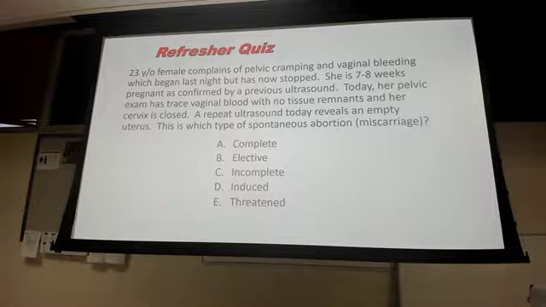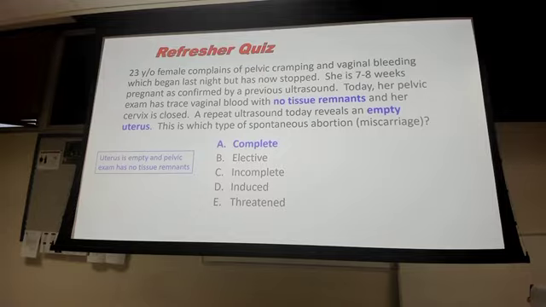She has a little bit of vaginal bleeding. You do the ultrasound, you don't see any tissues of conception, the cervix is closed, you have to think what? Threatened. If it's threatened, that cervix will be closed. But when you do that ultrasound, you're going to see fetus, placenta. Closed. If it's incomplete, what do you guys think?